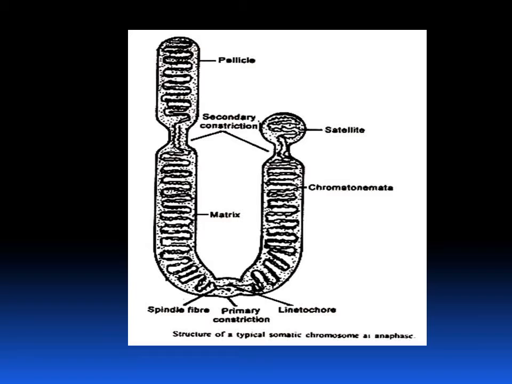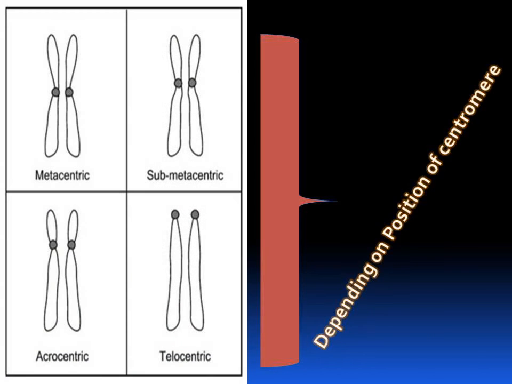Apart from the primary constriction, the chromosome also has a secondary constriction. It plays a very important role in forming the nucleoli, so it is also called the nucleolar organizing region. The chromosome also has the satellite region, which consists of satellite DNA, and that is present at the terminal end of a chromosome.